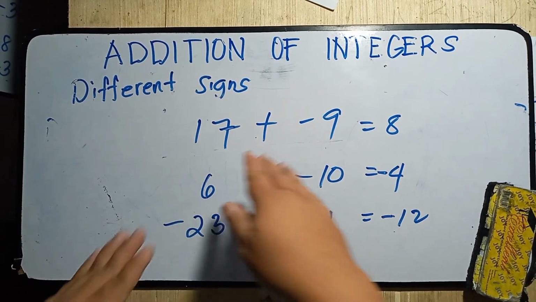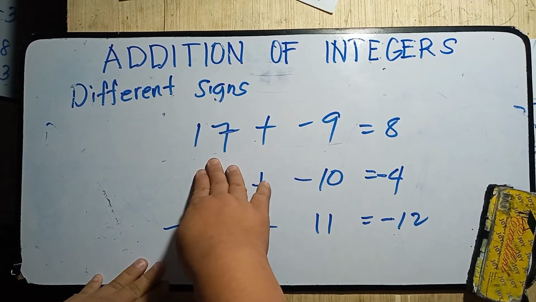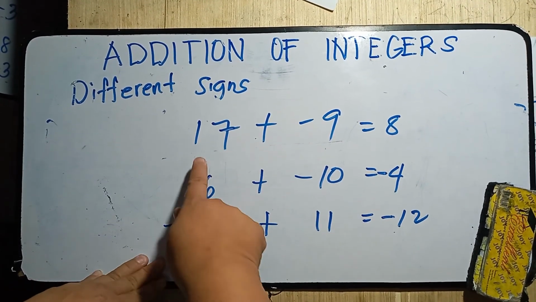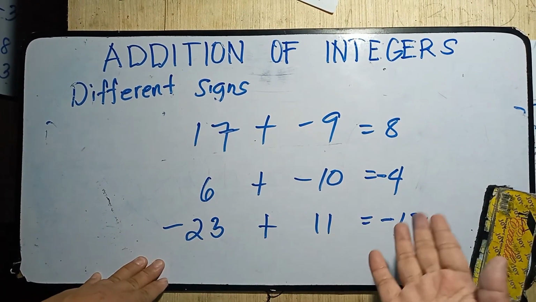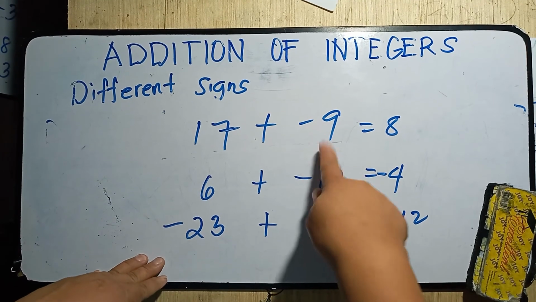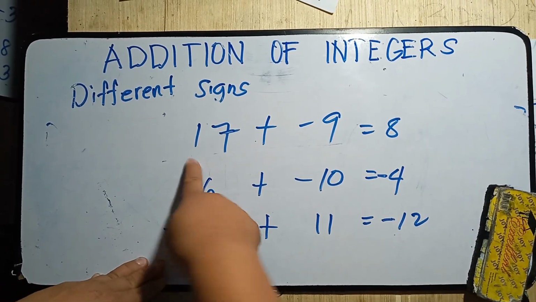Subtract the absolute value of the number with greater absolute value first. Yun ang ating magsisilbing minuend. And then, yung subtract natin yung smaller absolute value. And then, we'll get the sign of the number with bigger absolute value. Okay?